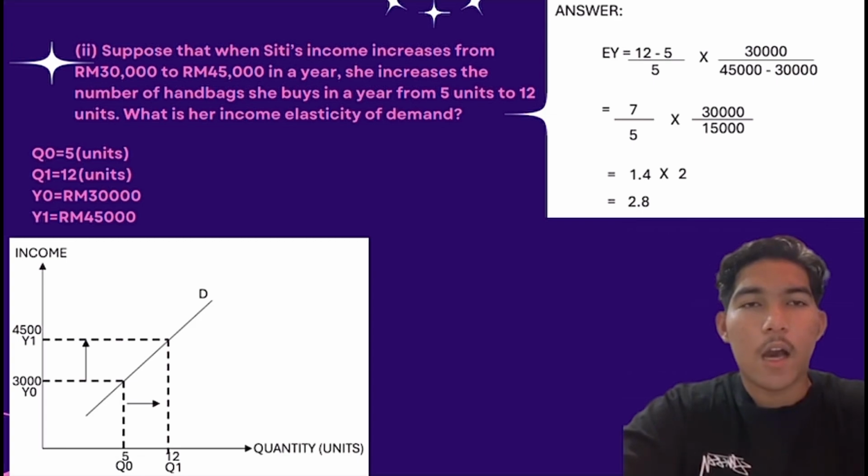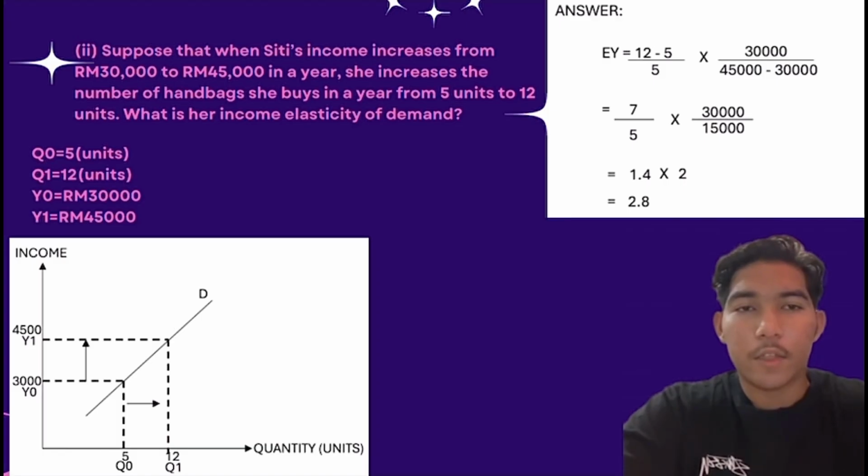As you can see, I already put my classification of her quantity and her income to calculate her income elasticity of demand. Let's calculate it. Income elasticity of demand equals 12 minus 5 divided by 5, times 30,000 divided by 45,000 minus 30,000, equals 7 divided by 5 times 30,000 divided by 15,000, equals 1.4 times 2, equals 2.8. So her income elasticity of demand is 2.8.